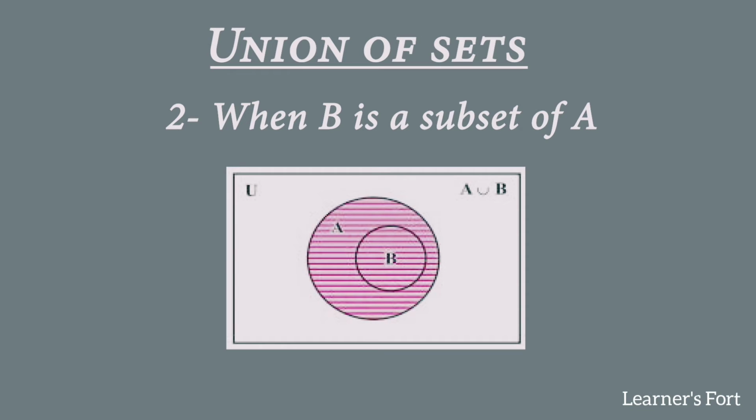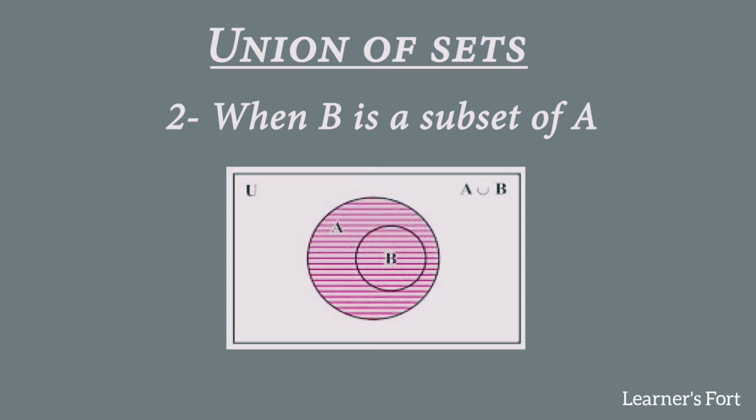Here in this case, when B is a subset of A, it means that B is a smaller set, all its elements are present inside A, so A is going to be the bigger set. That's why we have represented B as a smaller circle inside the set A.